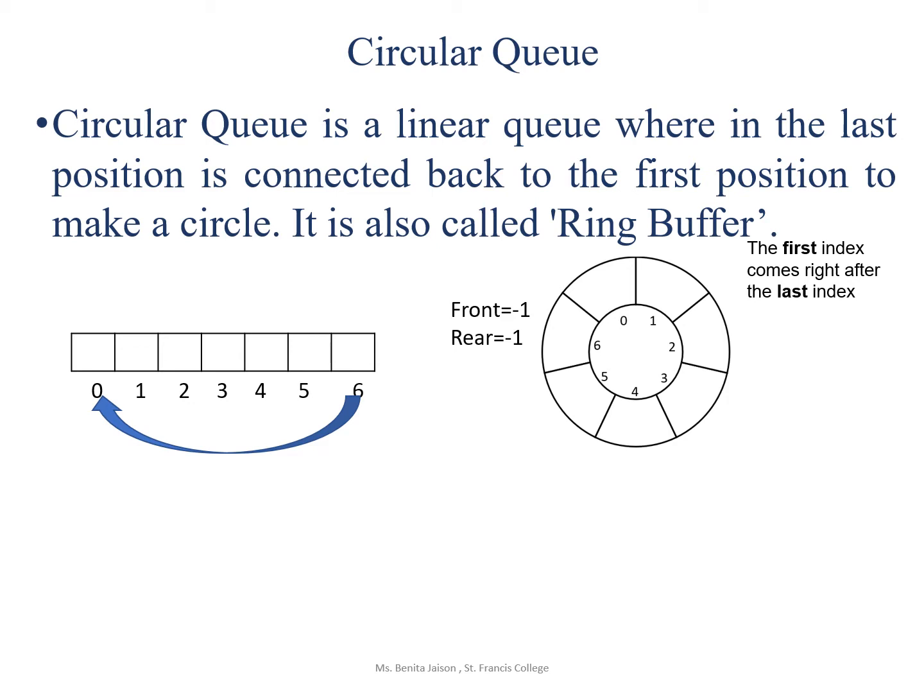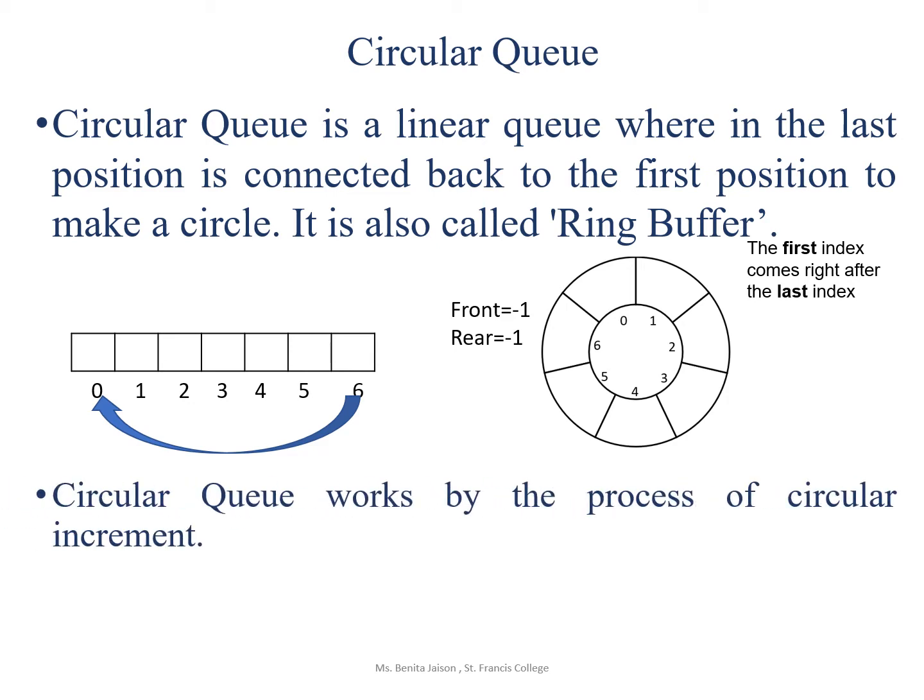Circular queue is a linear queue wherein the last position of the queue is connected back to the first position to make it a circle. It is also referred to as a ring buffer. Circular queue works by the process of circular increment.